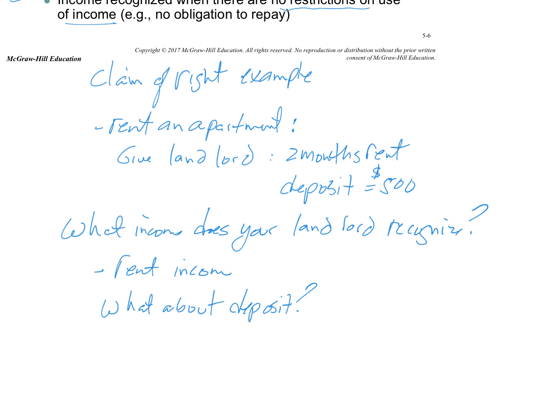In the best of all possible worlds, you rent that apartment for however many months, your dog does not eat the kitchen, you decide you would like to find a better apartment, you get your deposit back, and you walk away having enjoyed your stay at this apartment, and you get your $500 deposit back. So had your landlord recognized income related to that $500 deposit, now when they gave you that $500 deposit back, they would then have to recognize a deduction. Well, that doesn't make any sense.